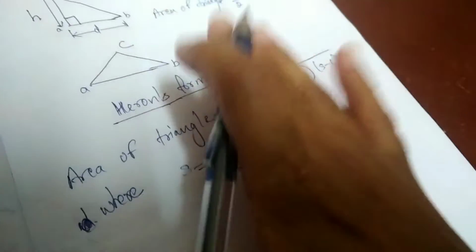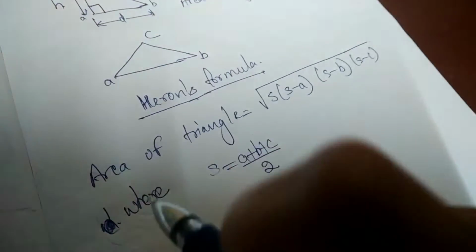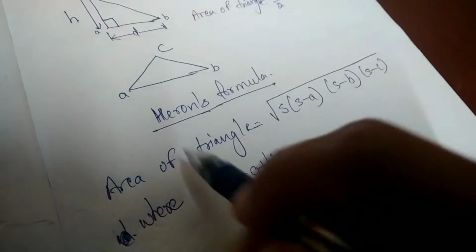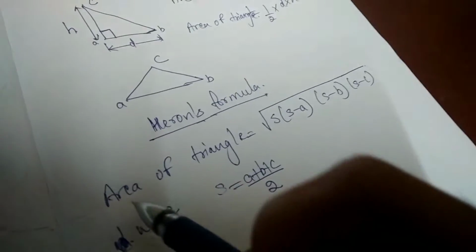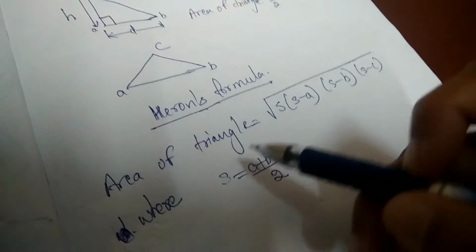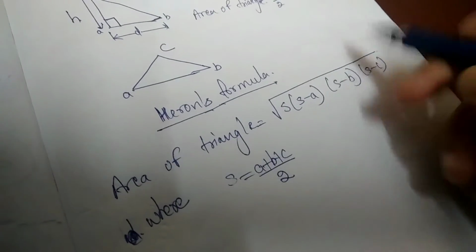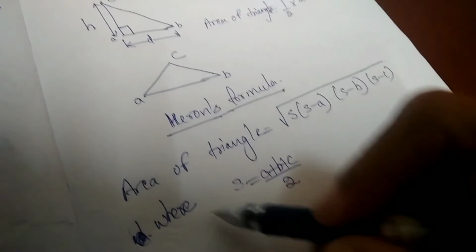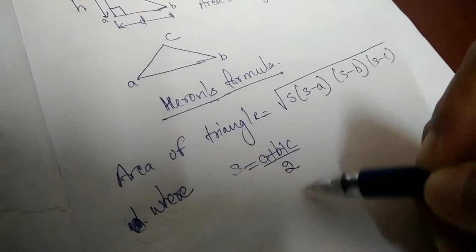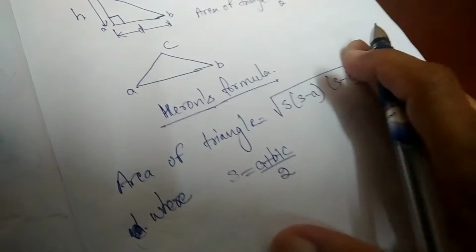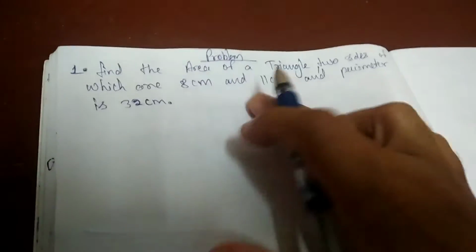So in order to solve this kind of problems, you need to remember just these two formulas. Both are interconnected. So remember one, area of triangle is equal to root of S into S minus A into S minus B into S minus C. It's quite simple, where S is equal to A plus B plus C by 2. So now I am going to get into a problem.